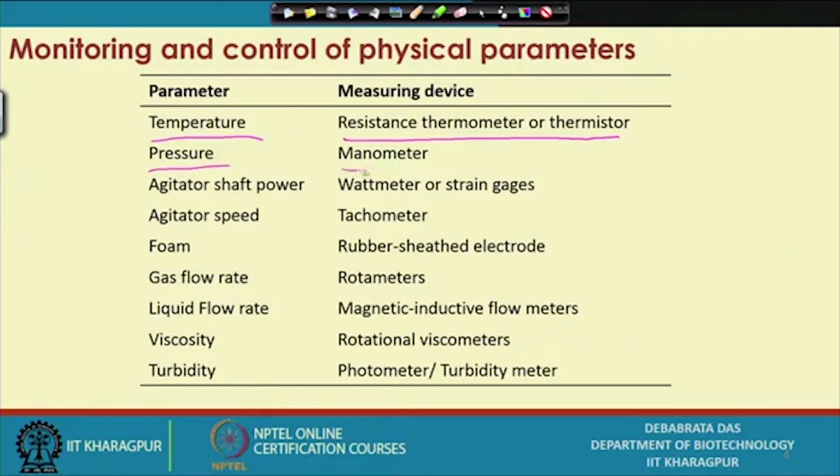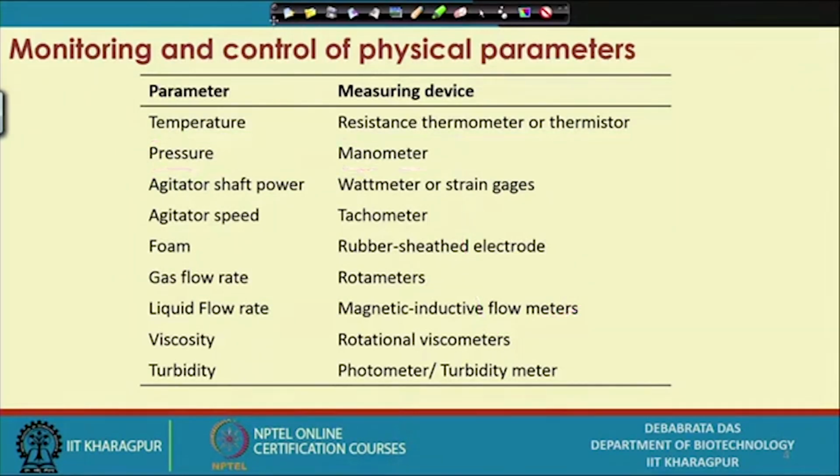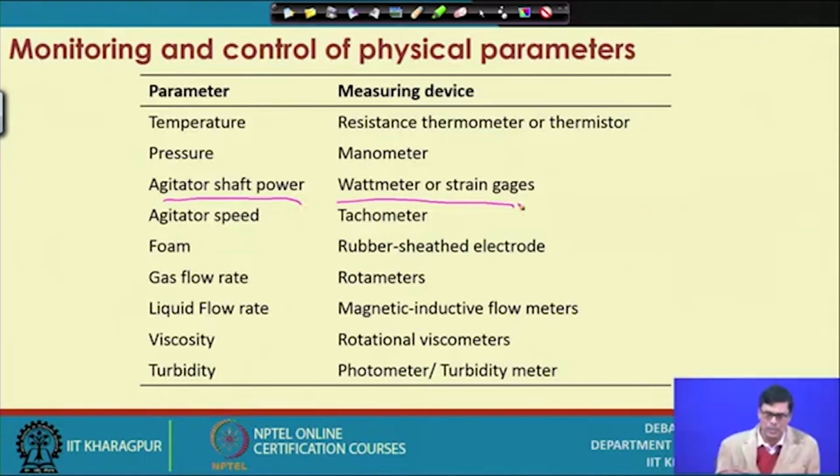The pressure, we use the manometer. Manometer is a very simple technique that we have. We know this manometer, we put the liquid, and suppose this is connected with the reactor. Then this pressure difference that we find out, from that we can calculate what is the pressure inside the reactor. Then agitator shaft power, this is watt meter that we can use, or strain gauge.